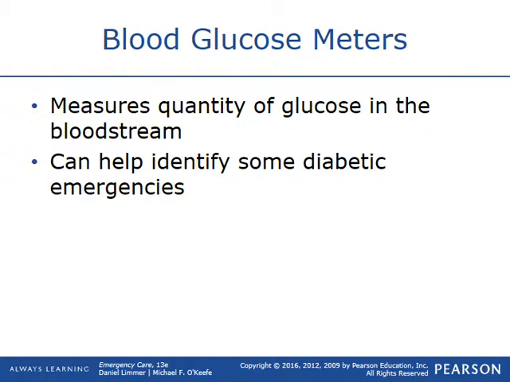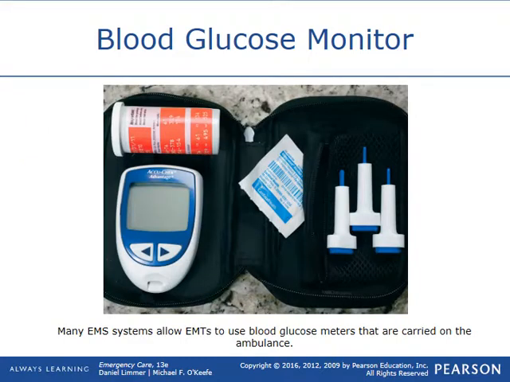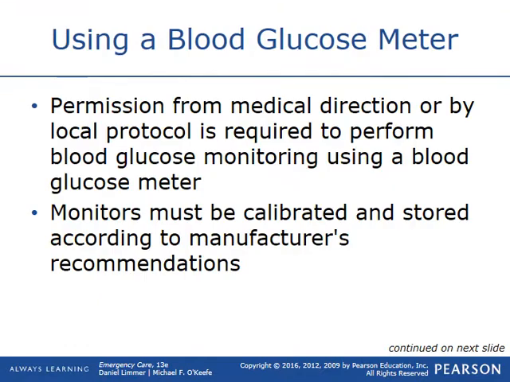Blood glucose. This measures the quantity of glucose in the bloodstream, and it can help identify some diabetic emergencies. Here's a picture of the glucometer, along with the test strips and the lancets. To use a blood glucose meter, some areas require permission from medical direction or by local protocol. In our system, we follow local protocol, so you don't need immediate consultation or permission from medical direction.